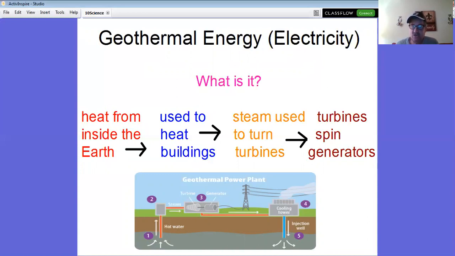It can also be used to create steam. And steam is when water is boiling and the molecules are moving quite rapidly. That steam then is used to turn machines called turbines. And as those turbines are spinning, they're spinning the generator, which is the special machine used to create electricity. I have a diagram of a typical geothermal power plant on this slide.